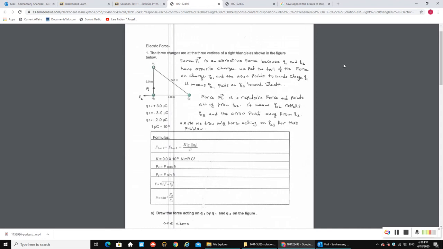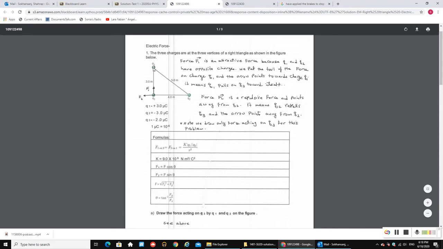So first we need to draw the forces acting on Q3. This part is extremely important because the rest of the problem depends on how you draw your vectors F1 and F2. If you make a mistake in this part, the rest of the problem is wrong. So first let's look at the force acting on Q3 by Q1. We put the point of action of the force on Q3 because we're looking for forces acting on Q3.